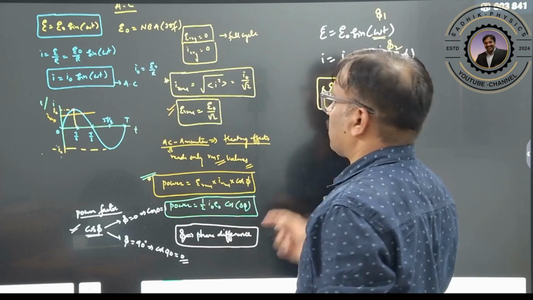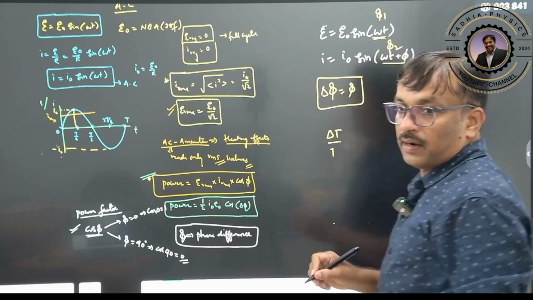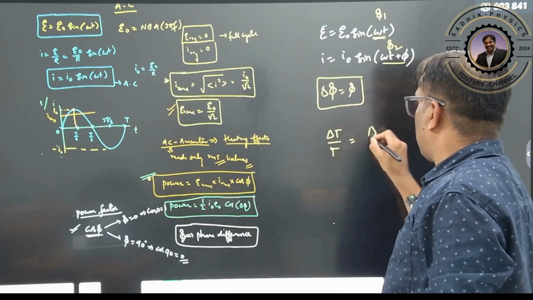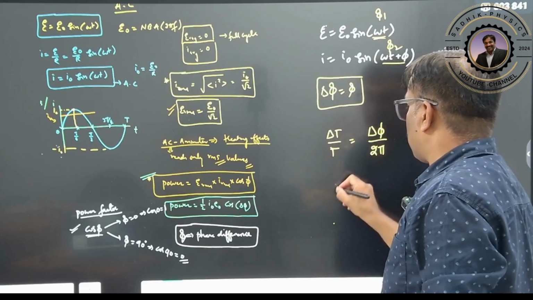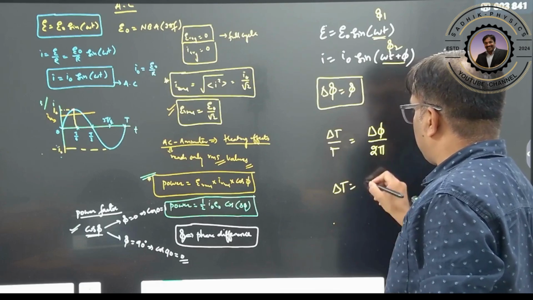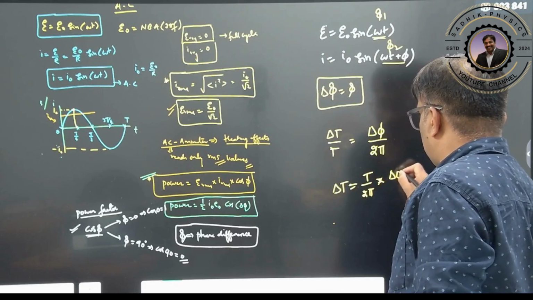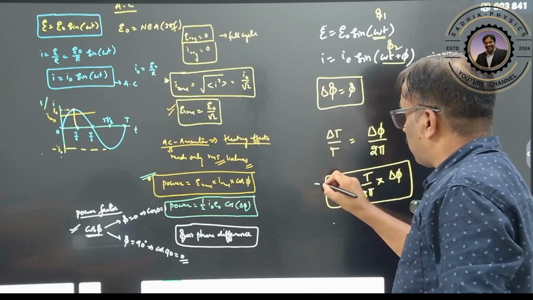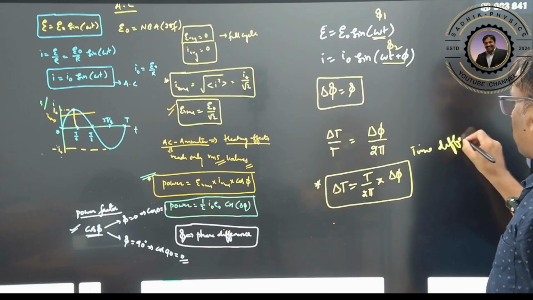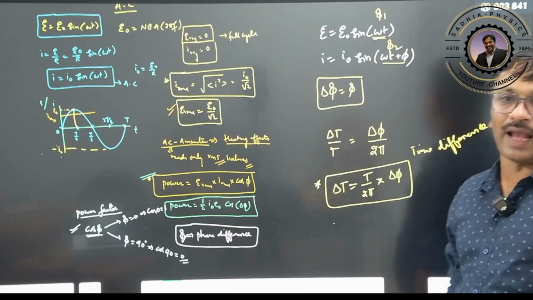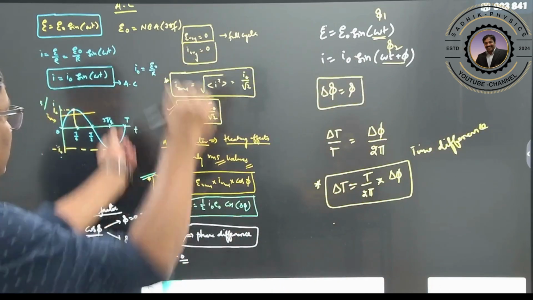If you know the phase difference, you can calculate the time difference. What is the time difference formula? Delta t by T is equal to the phase difference delta phi by 2 pi, for one complete wave. So the time difference is T by 2 pi into the phase difference. This is called the time lag or time difference. We can calculate the time lag using this formula.